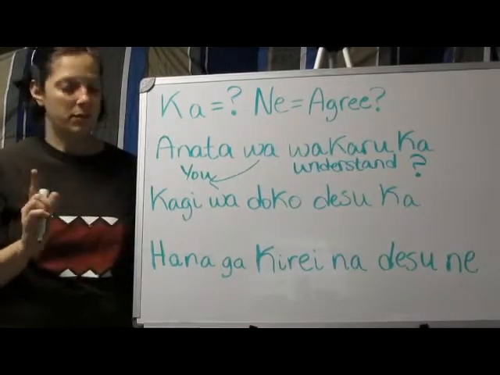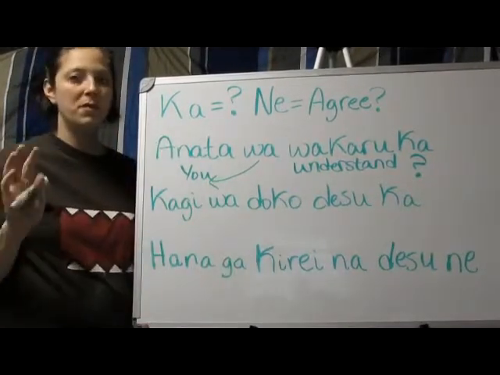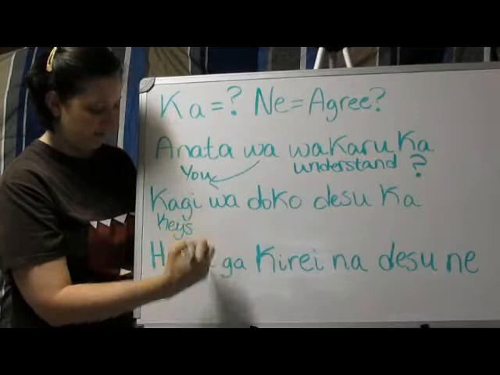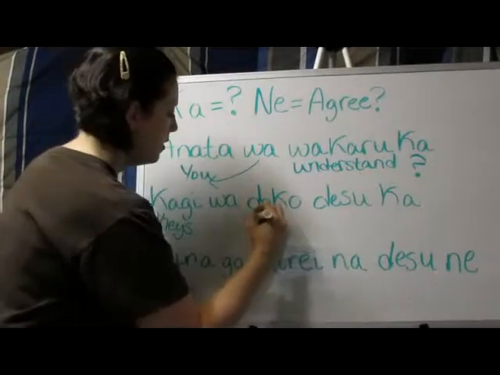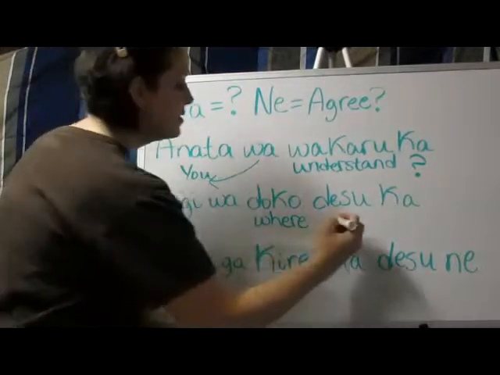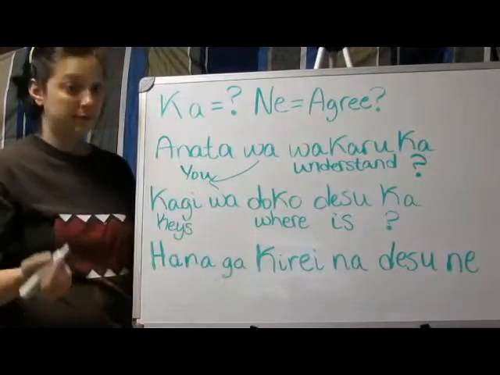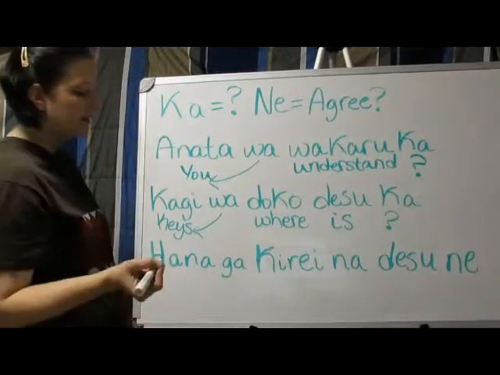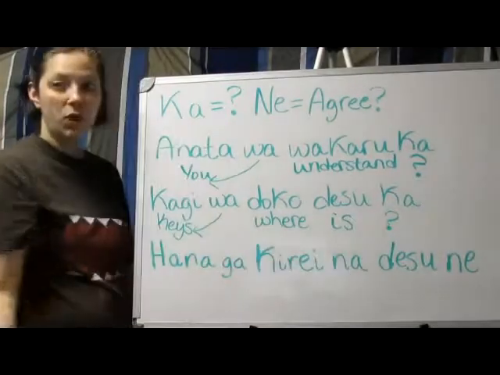Let's do one more example. Kagi. If you remember from the vocab, it means keys. Doko means where. Desu means is. And then ka is our question mark. And wa, like we just said, marks the subject of the sentence, or the topic of the sentence. So, about the keys, where is question mark?